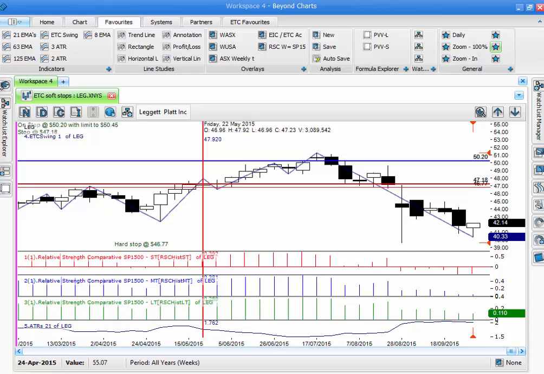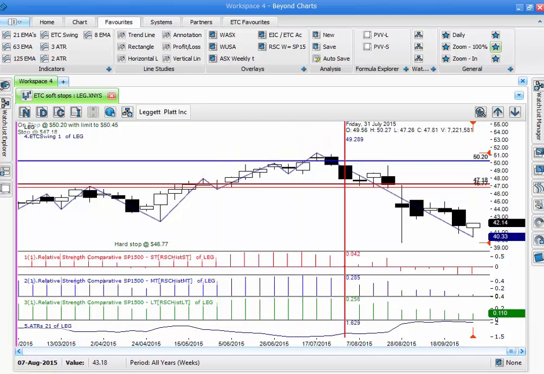Here's an example of Leggett Platt. An example of a trade set up through this particular level here. Really nice candles, good trade structure. We triggered in onto the trade, and then again, as often happens, we had a retracement. Price came down, and we'll check whether or not it touched our initial stop. Our initial stop was at 47.18, and the low of that particular day was 47.26, so that didn't hit our protective stop.